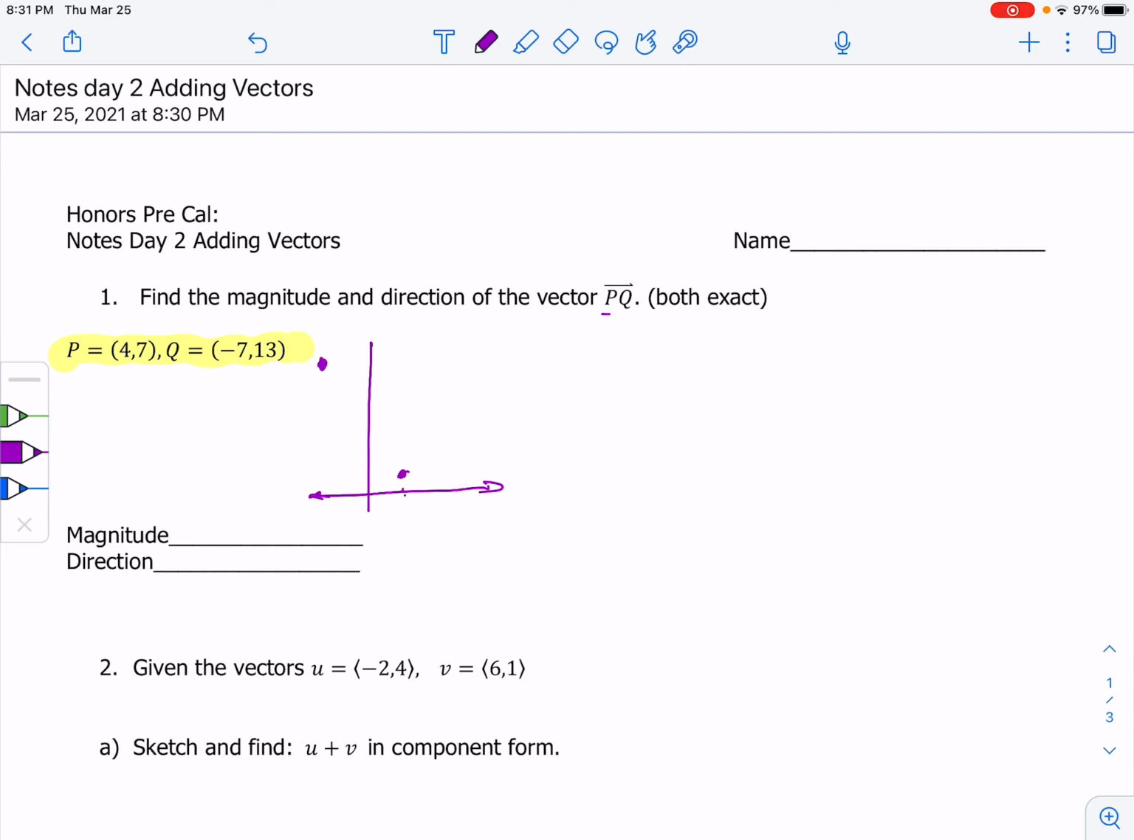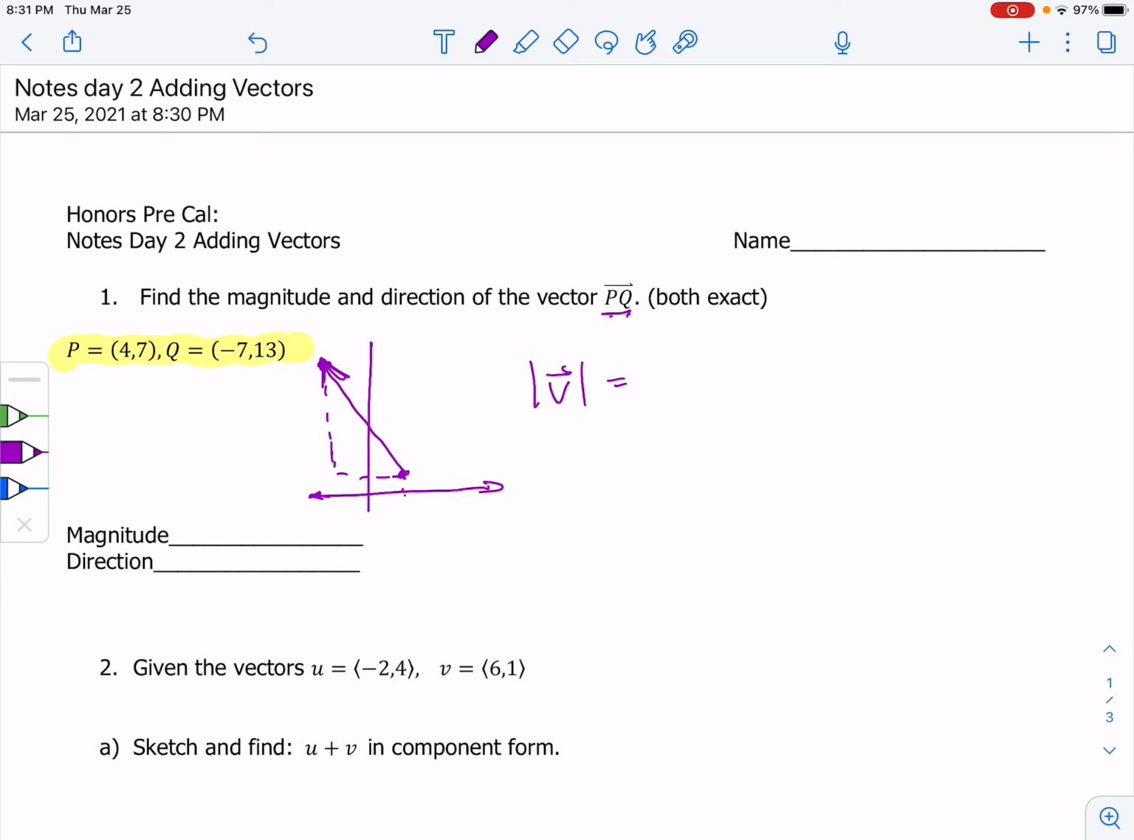It says it goes from P to Q. P is the initial point, Q is the terminal point, and my vector goes like this. To find the magnitude of my vector, you have to have this distance and that distance, a squared plus b squared.